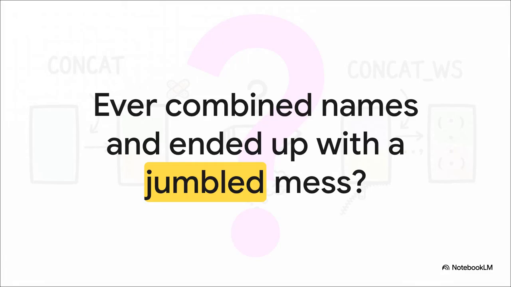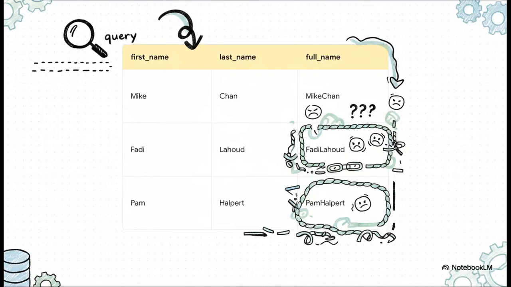So let's kick things off with a problem I'm sure you've all run into. You've got data split up, right? You've got a first_name column, a last_name column, and you just want to put them together into one nice, clean full_name column. Sounds simple enough, doesn't it? So you write your query, you hit run, and you're expecting this beautiful list of full names. But you get this instead. I mean, yeah, the names are combined, but they're all smashed together. No space. Definitely not what we were hoping for.